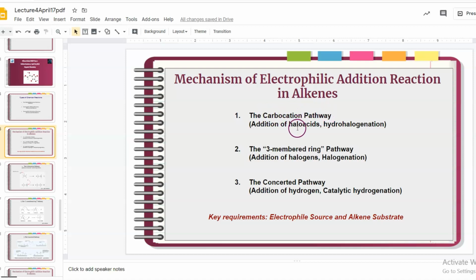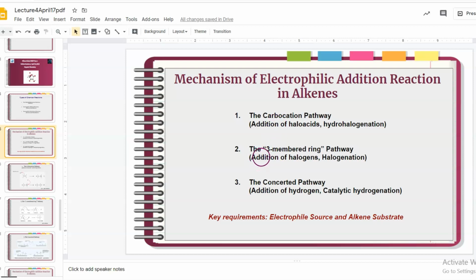This happens when you are adding haloacids like HBr, HCl, HI: hydrochloric acid, hydrobromic acid, hydroiodic acid. And this reaction is called a hydrohalogenation reaction because you are adding an H and you are also adding a halogen atom. HCl, which is a combination of H and Cl. So that's hydrohalogenation, and that occurs via the formation of carbocations. So we will call those electrophilic addition reactions the carbocation pathway reactions.